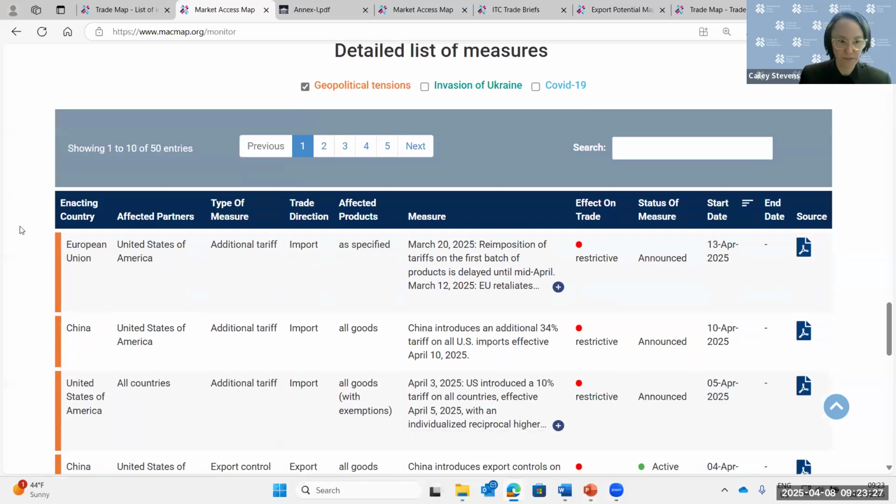So here we have information on the country that has enacted the measure, the partners that that measure affects, the type of measure, the direction of trade, whether it impacts imports or exports, the products that are affected, a description of the measure, just a short description, the measure's effect on trade, the status of the measure, whether it has been announced, whether it is active, whether it is terminated, or whether it is an investigation, the start date of the measure, the end date if it is known, and the source document.